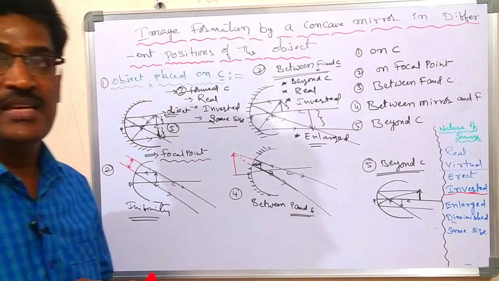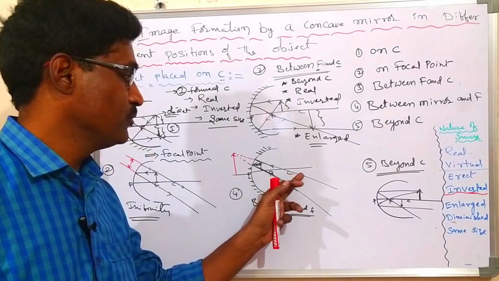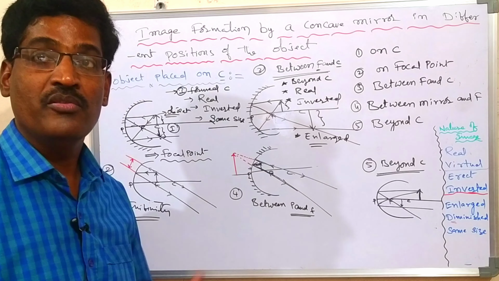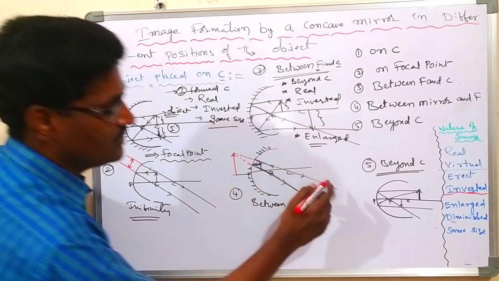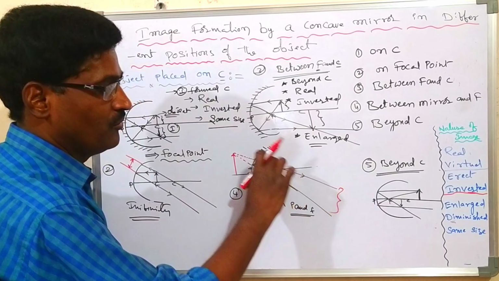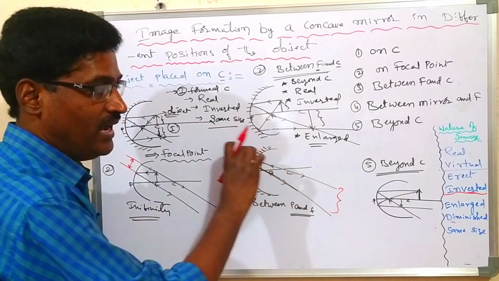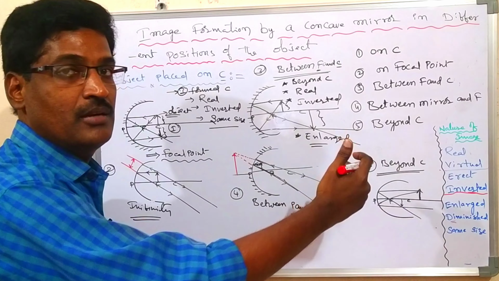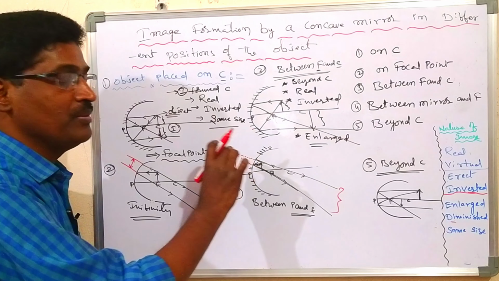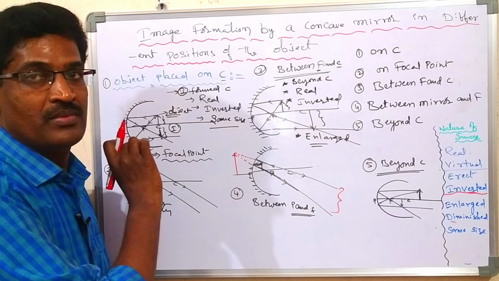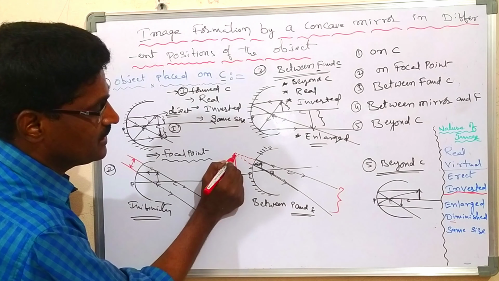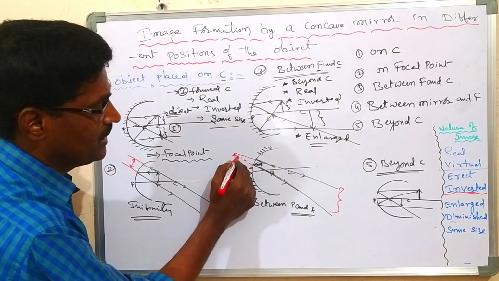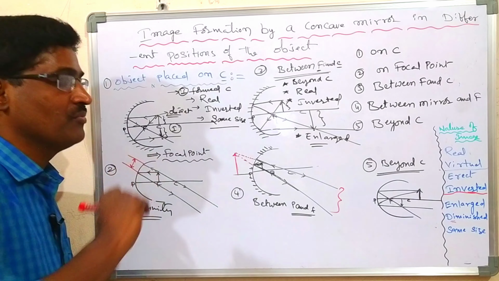Now here a question arises. No two rays are met. How is the image formed? Now look here at the size of this. While going down, it is expanding. If it is expanding, somewhere it has to meet at one place. At the same time, here you extend the two reflected rays. The two reflected rays meet here. Your image is formed.